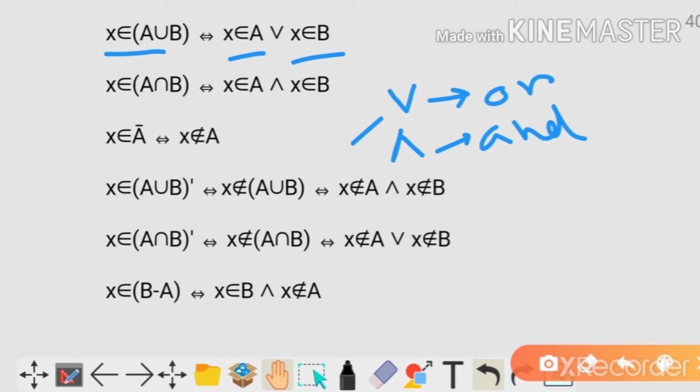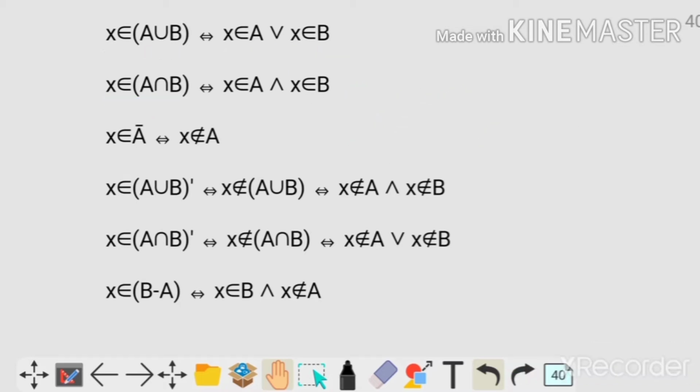So now as X belongs to A or X belongs to B, that means X belongs to A union B. As it is the union, it can be in A or can be in B, then it will be in the union. So here we use the or sign. But if we talk about the intersection, X belongs to A intersection B, then we will write that X belongs to A and X belongs to B, because intersection means the common region of both A and B. So then it must belong to both A and B.